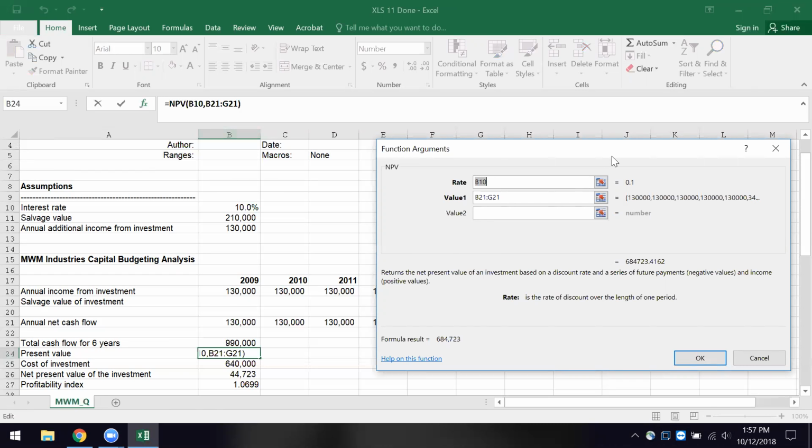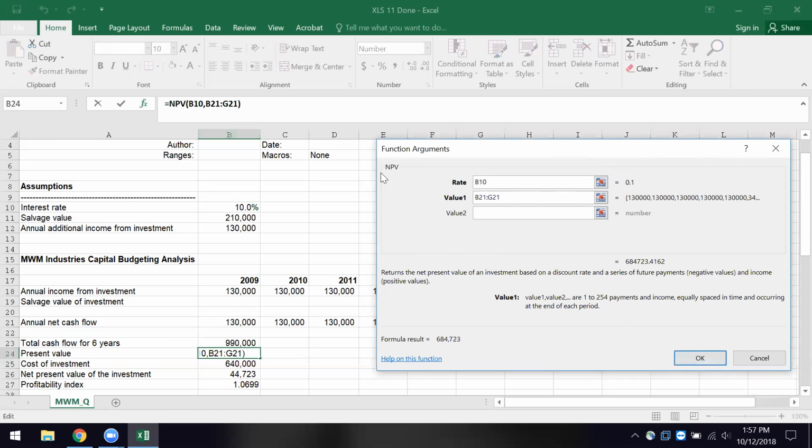So we've got the rate. That's the discount rate. Then we have the values, and those are the annual cash flows, annual net cash flows, excuse me, over that period of time, okay?